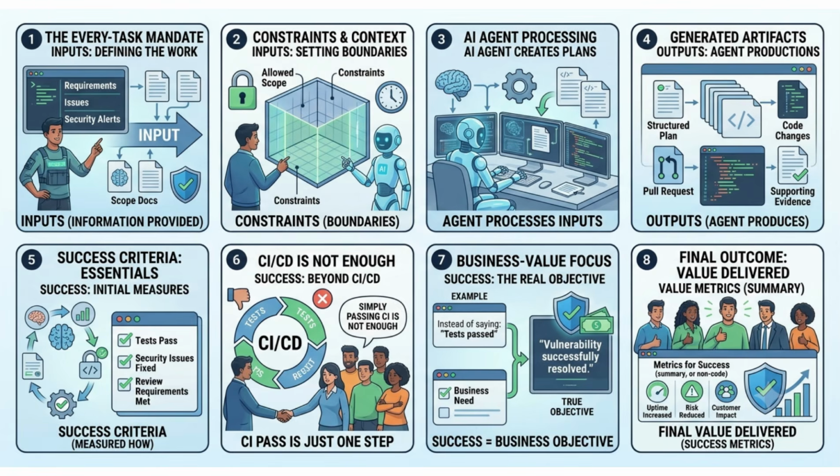Inputs, outputs, and success criteria. For an agent to work effectively, tasks must be clearly defined. Every task needs three things. Inputs: information provided to the agent, such as requirements, issues, security alerts, and constraints like allowed scope. Outputs: what the agent produces, such as a structured plan, code changes, a pull request, supporting evidence. Success criteria: how success is measured. Tests pass, security issues are fixed, review requirements are met, scope remains within approved boundaries.